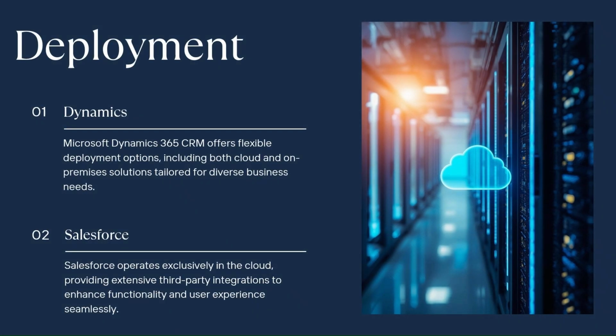So let's start with deployment options. Microsoft Dynamics 365 offers both cloud and on-premises solutions. That means you can choose to run in the cloud, on your own servers, or a mix of both. And it will be helpful if you have data residency or hybrid requirements. Salesforce, on the other hand, is cloud only. It's fast to get started, but there's no on-premises option. So if you need on-prem or hybrid control, Dynamics 365 is the only option. And if a pure cloud solution works for your company, both are in play.